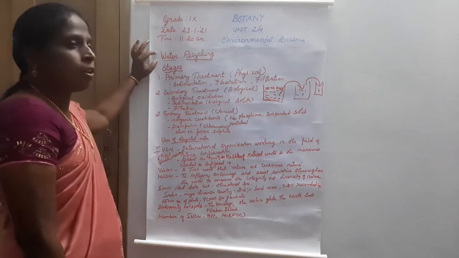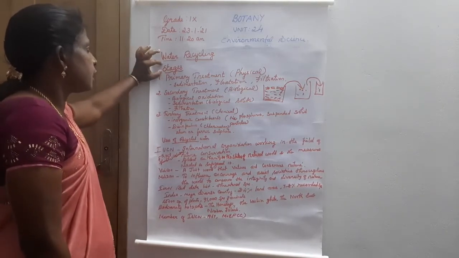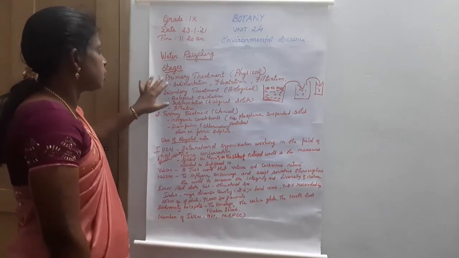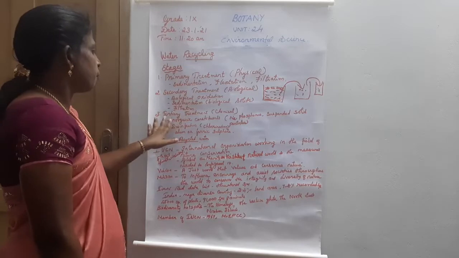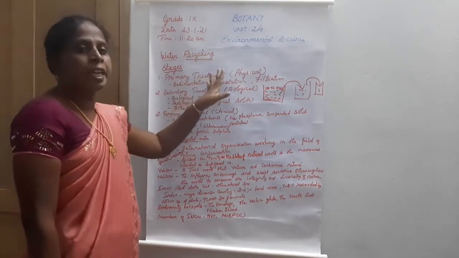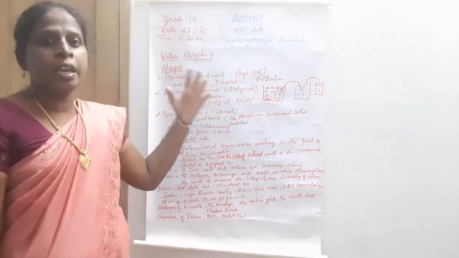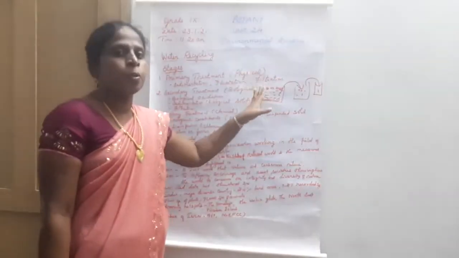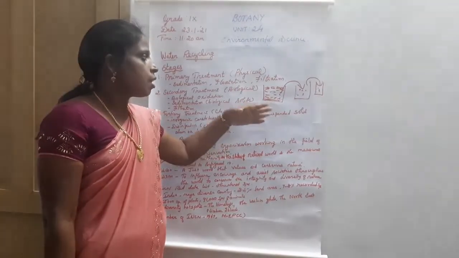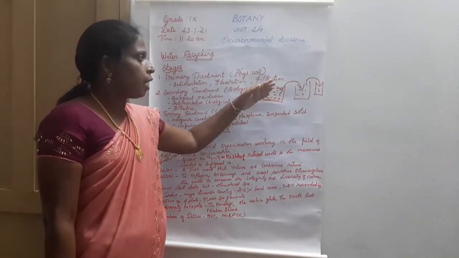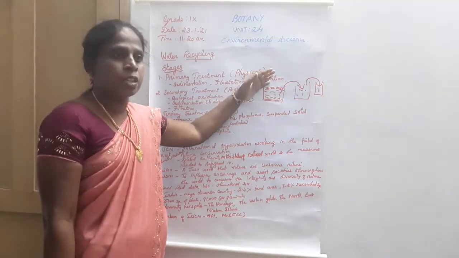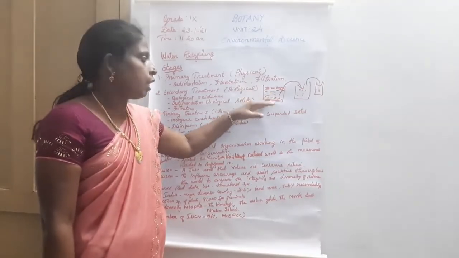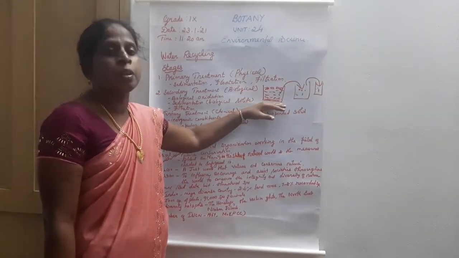So what are the things we have learned today? Water recycling, the conventional stages of water recycling. The stages consist of primary treatment, secondary treatment and tertiary treatment. In the primary treatment, all the solid particles, the heavy solid particles as well as the light solid particles, can be removed by the sedimentation process. The lightweight solid particles float on the surface of the water. The heavy solid particles such as sand and soil get sedimented at the bottom of the tank.